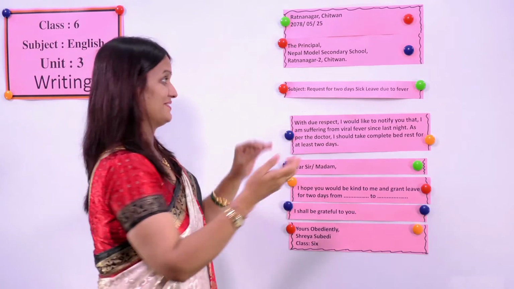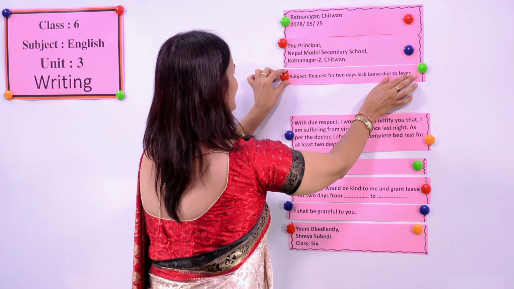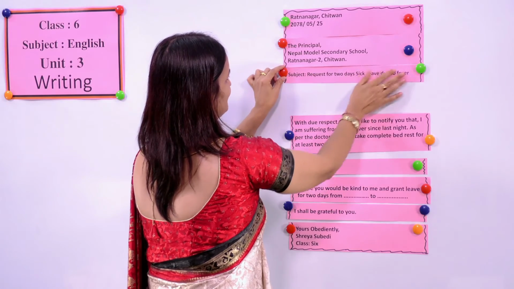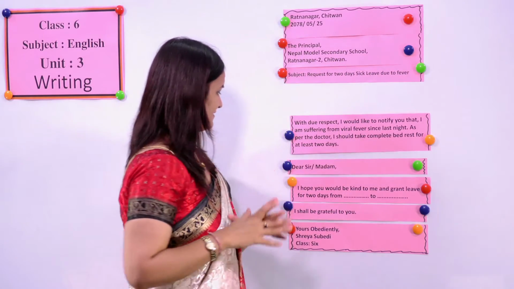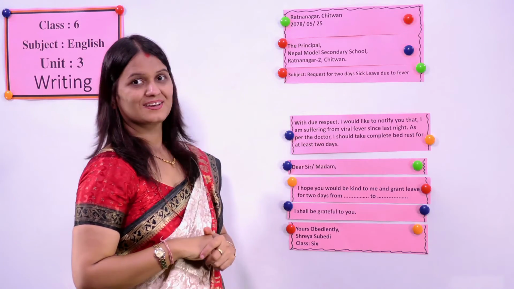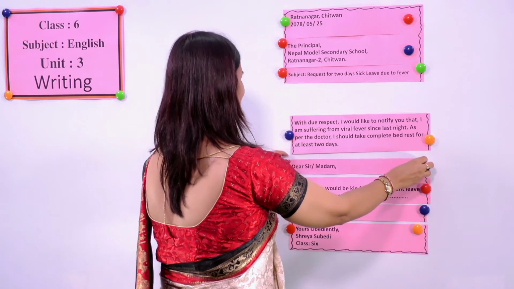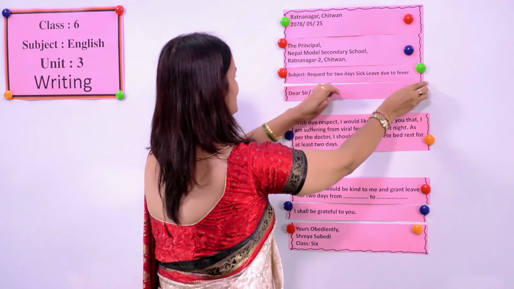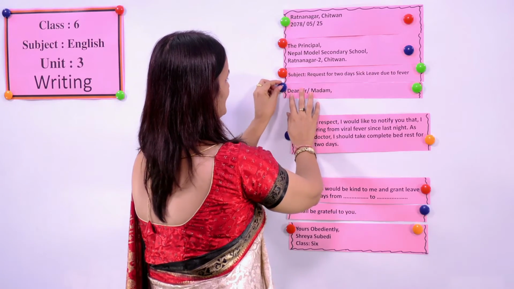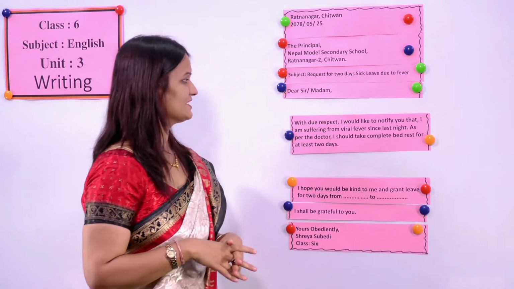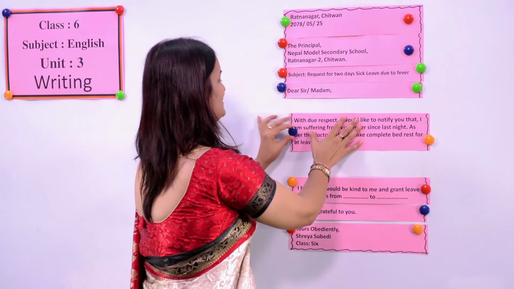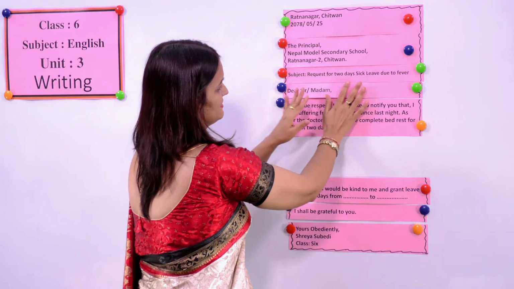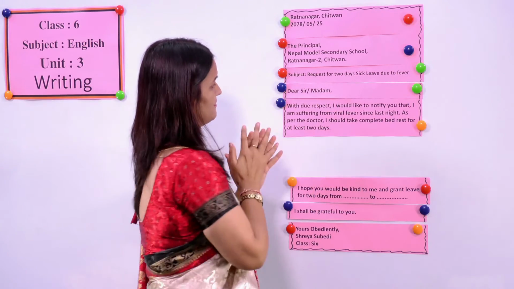Subject? Okay, good. So you will write subject after that. And then after, what will be there? Addressing sir or ma'am. Right. Salutation you will write after subject. After this, what will you write? Body part, right? So this one is the body part. With due respect, you will write after dear sir or madam.